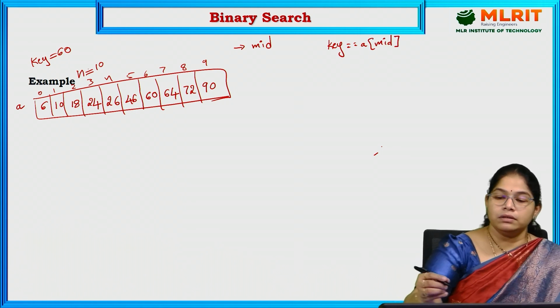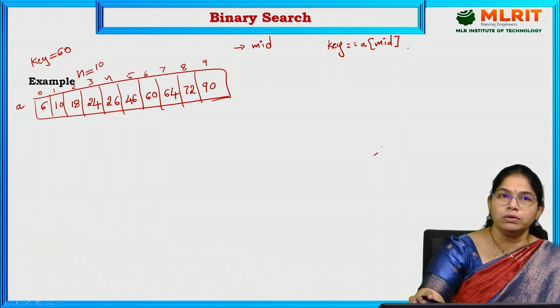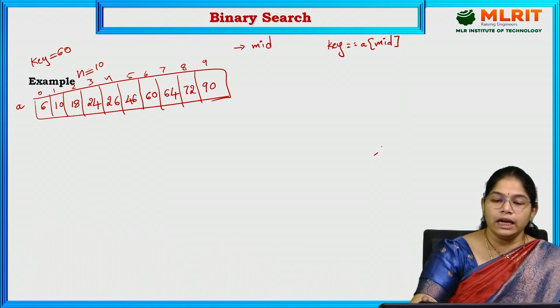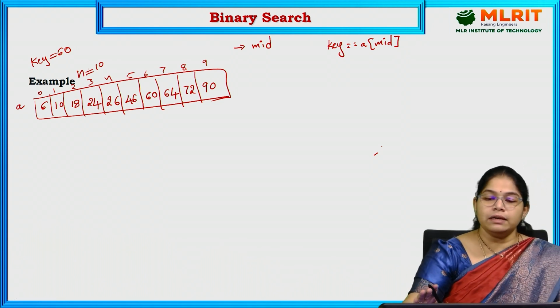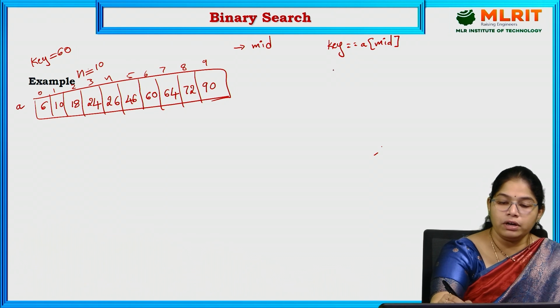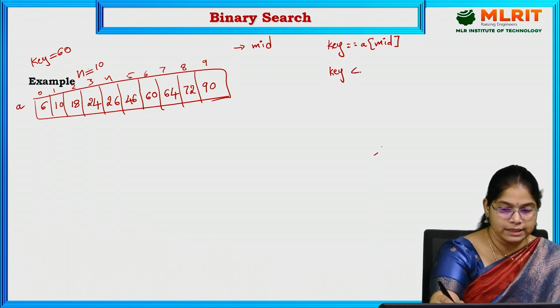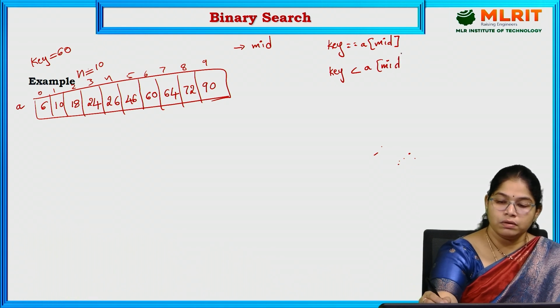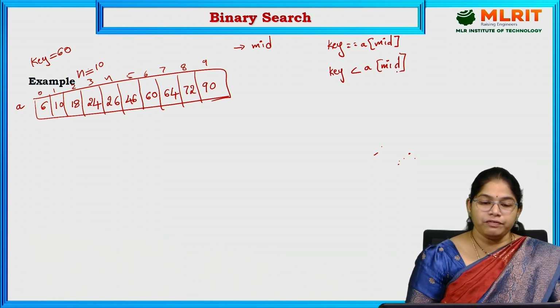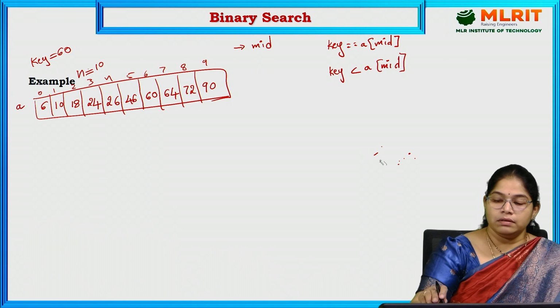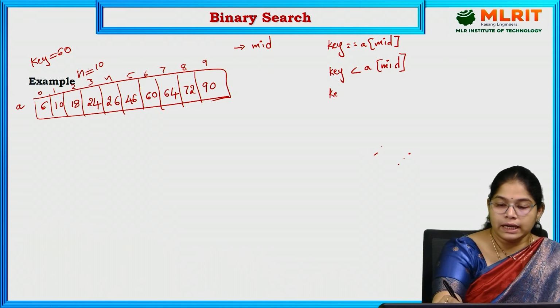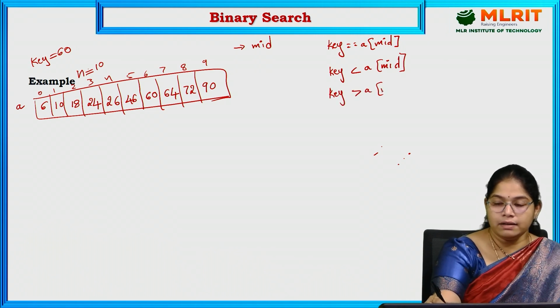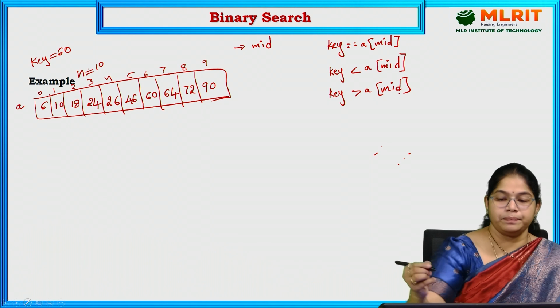If this condition is true, then we have to print that the key is present in that particular location. If not, we have to check whether the key is less than mid. If this condition is true, we have to work on the left array. Then key greater than a of mid.